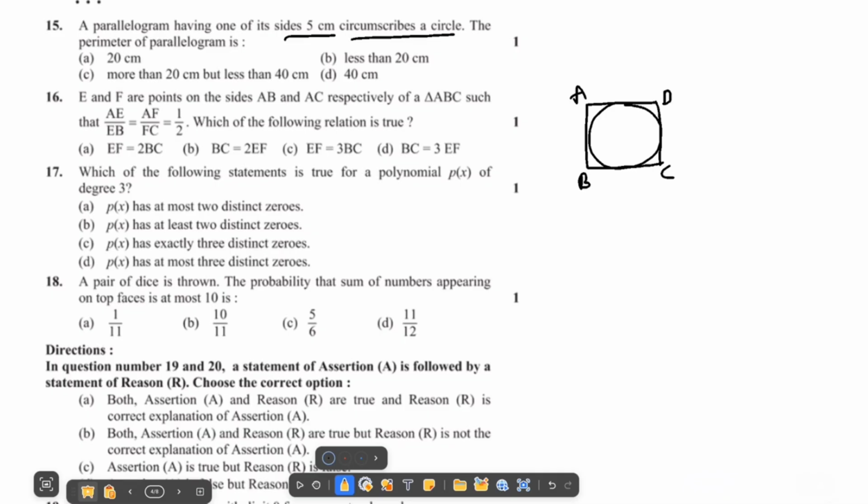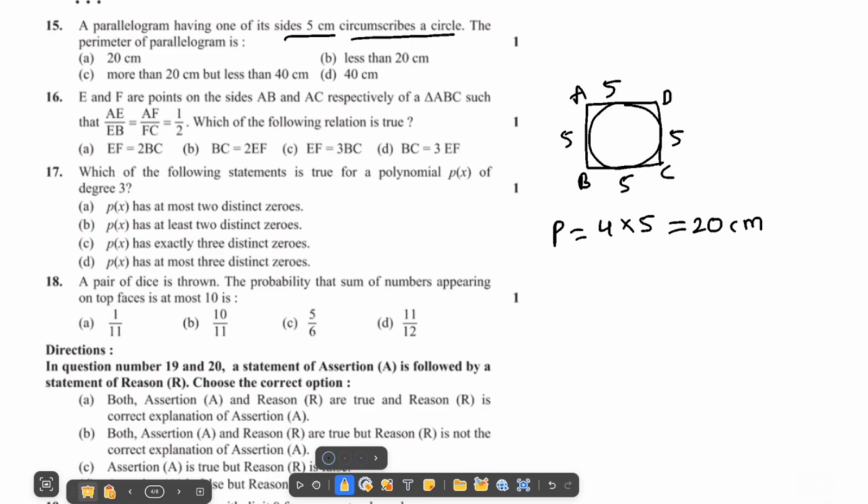So here one side is already given. Let us think this AD is 5. Then all other sides will also be 5. Right. Now what will be the perimeter? 4 into side, 4 into one side. So perimeter will be 20 centimeters.